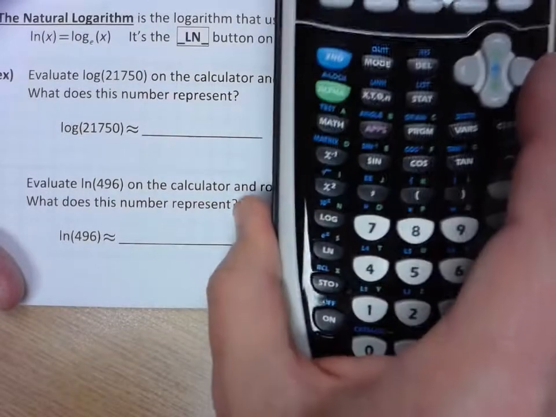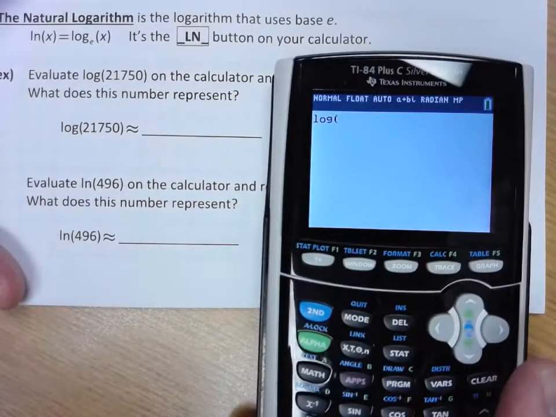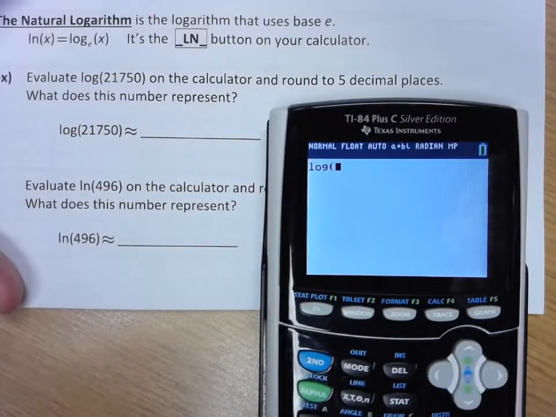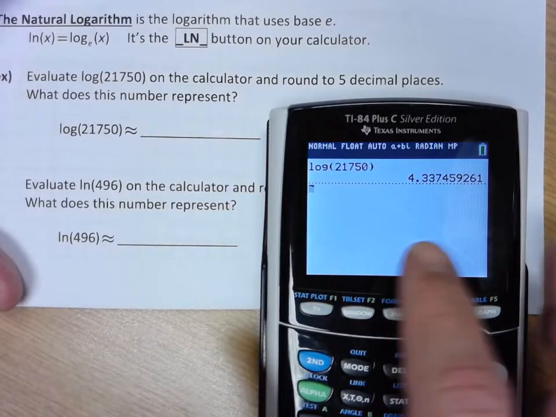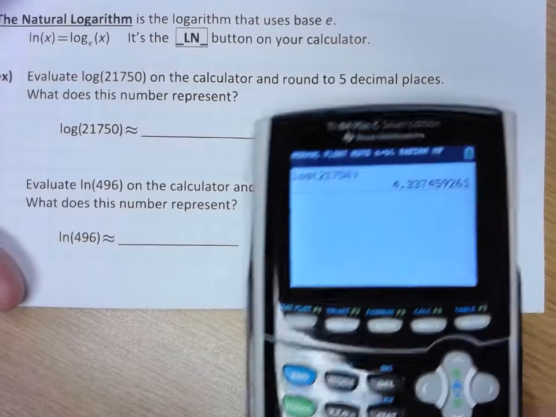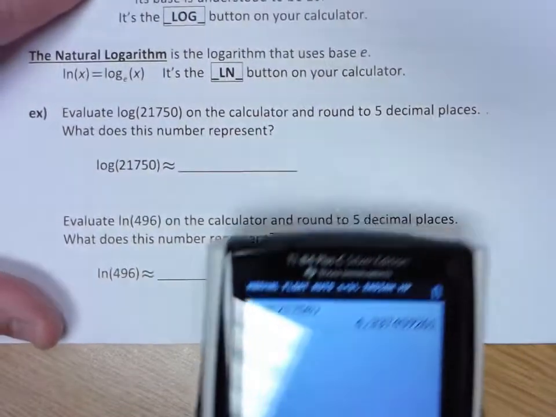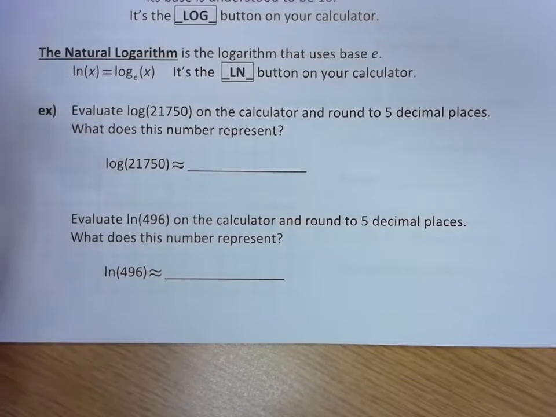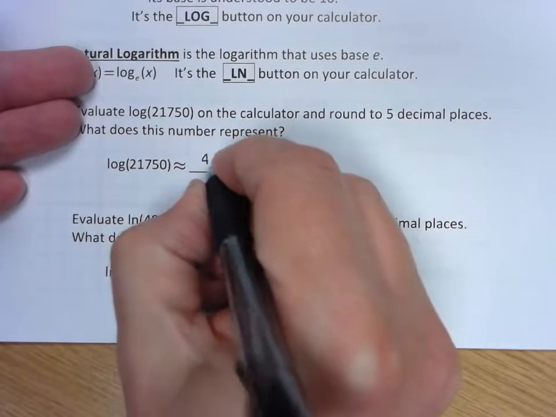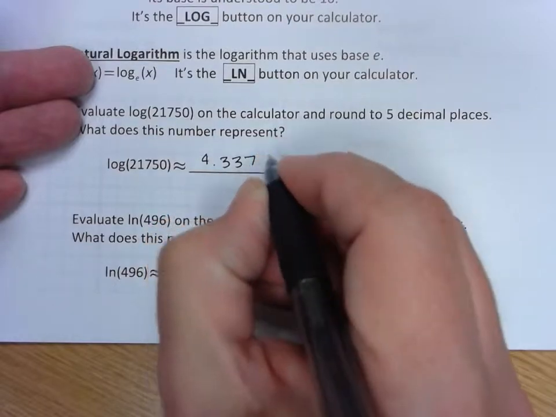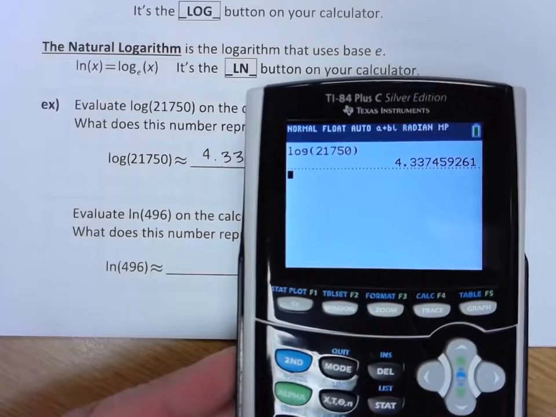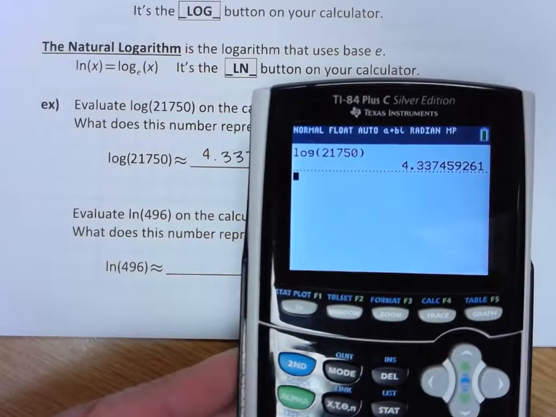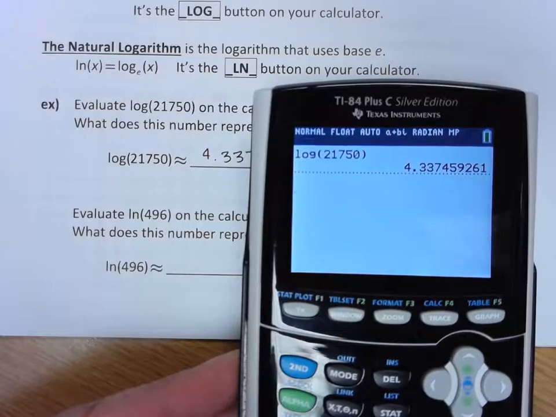So what you do is you pull up the log button, and it brings LOG up on your calculator screen, and then just type the number in its argument on the inside. Close it off, and then your calculator gives you several digits of decimal approximation for it, because this will be an irrational value, but you're prompted for a 5 decimal approximation. So according to what I got, that'll be about 4.33746, because that 6th digit is a 9, so that would make me round that last digit in the 5th place up to a 6.